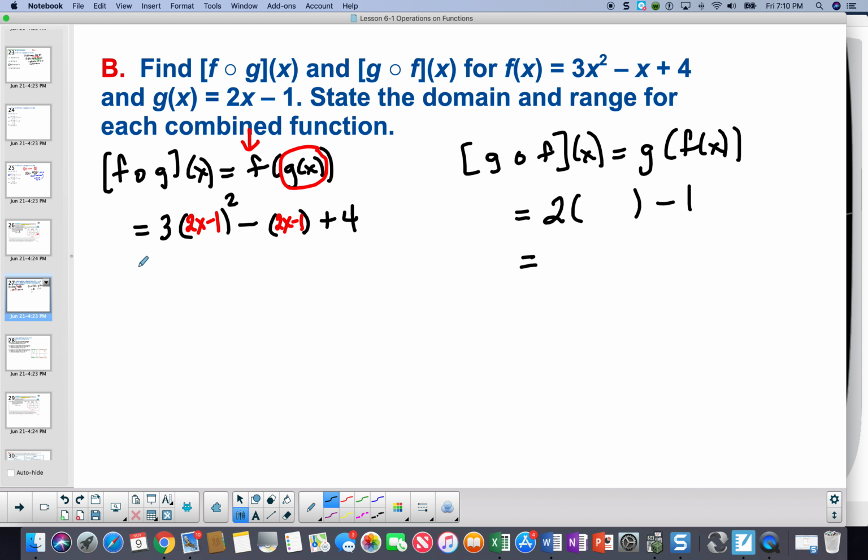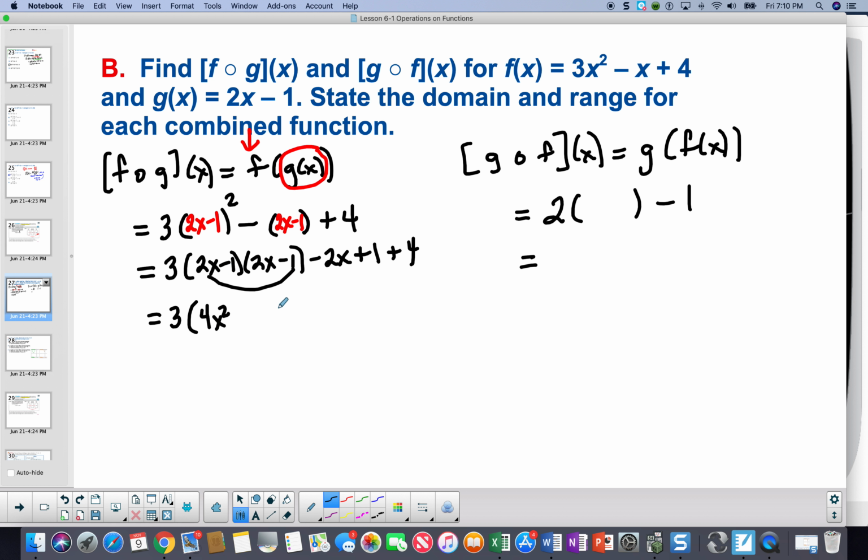Okay, so now I'm ready to just simplify. So this is going to be 3 times 2x minus 1 times 2x minus 1. And then I'm going to distribute minus 2x plus 1 plus 4. Okay, and now I'm going to multiply. I'm going to use FOIL, 4x squared.